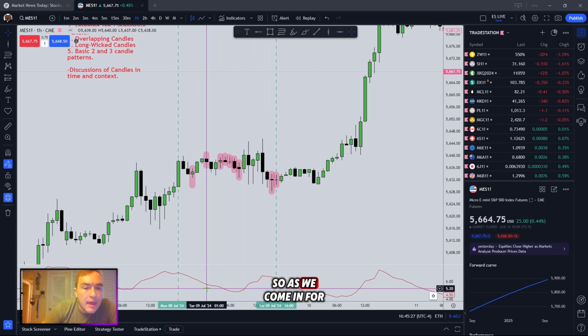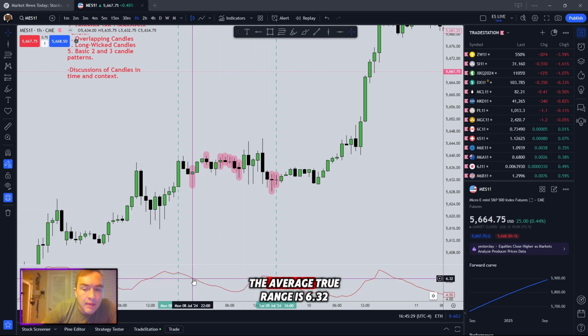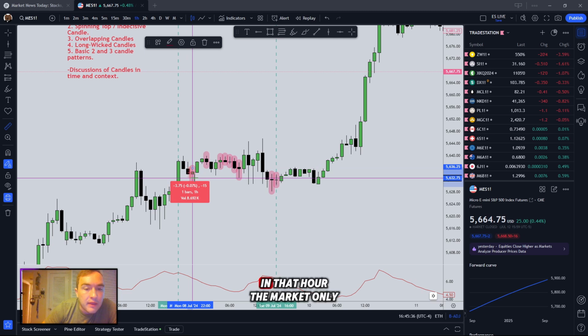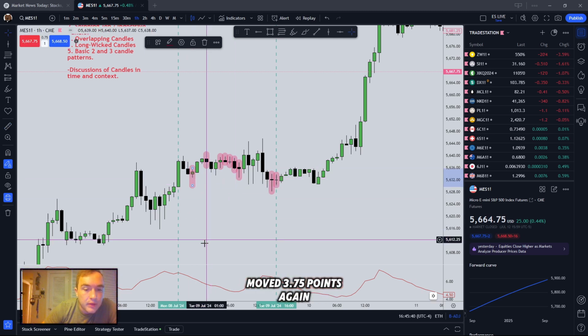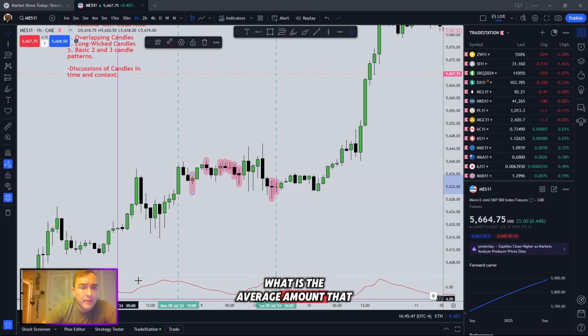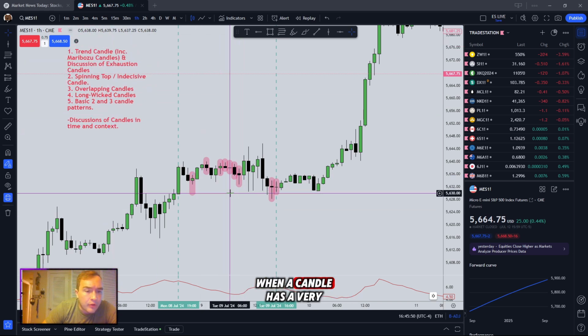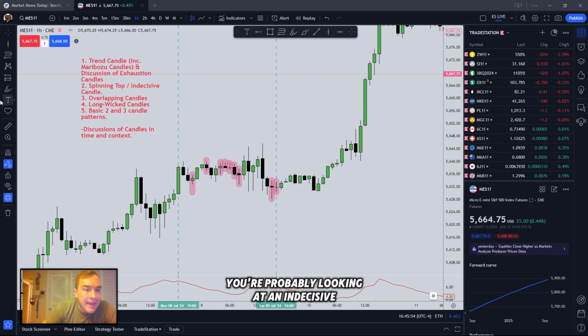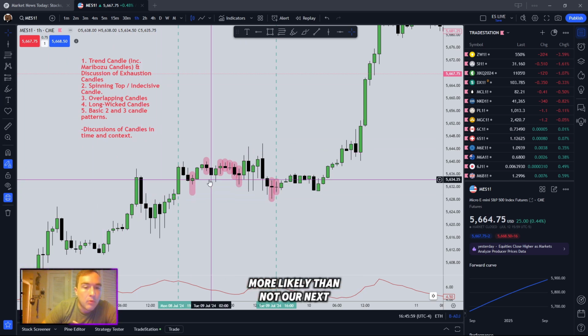Okay, so as we come in for the first candle, the average true range is 6.32 points. What do we notice right off the get-go? In that hour, the market only moved 3.75 points. Again, another example of an indecisive or a spinning top candle. We start with the average true range. What is the average amount that the market's moving? When a candle has a very small range compared to the average candle, you're probably looking at an indecisive or a spinning top candle. Not necessarily, but more likely than not.